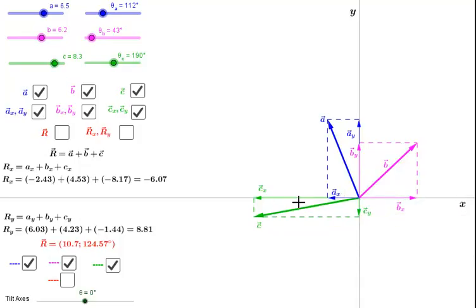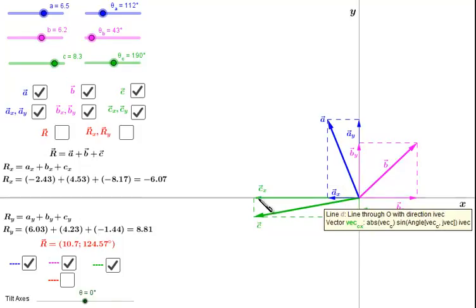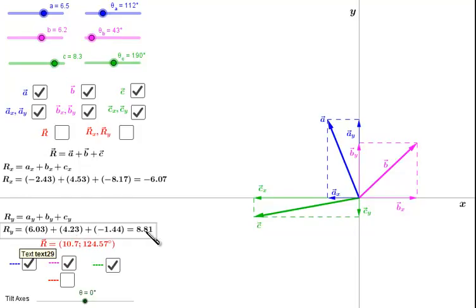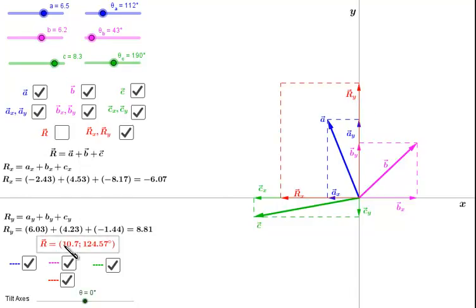The corresponding scalar components for Ax, Bx, and Cx are minus 2.43, 4.53, and minus 8.17. The corresponding y scalar components for A, B, and C are Ay is 6.03, By is 4.23, and Cy is minus 1.44. When you add these up, remember we're adding these vectors, so you have to add these up. This gives me Rx of minus 6.07, and Ry gives me 8.81. So I can see those vector components. Then I can draw my little box, and of course the vector sum of these will give me my resultant, which will have a magnitude of 10.7. I can just show that there like that.